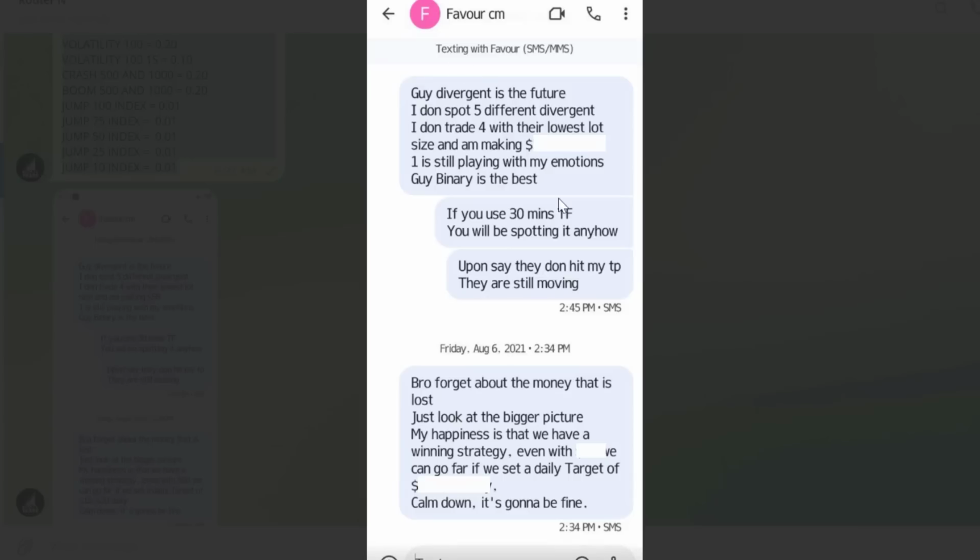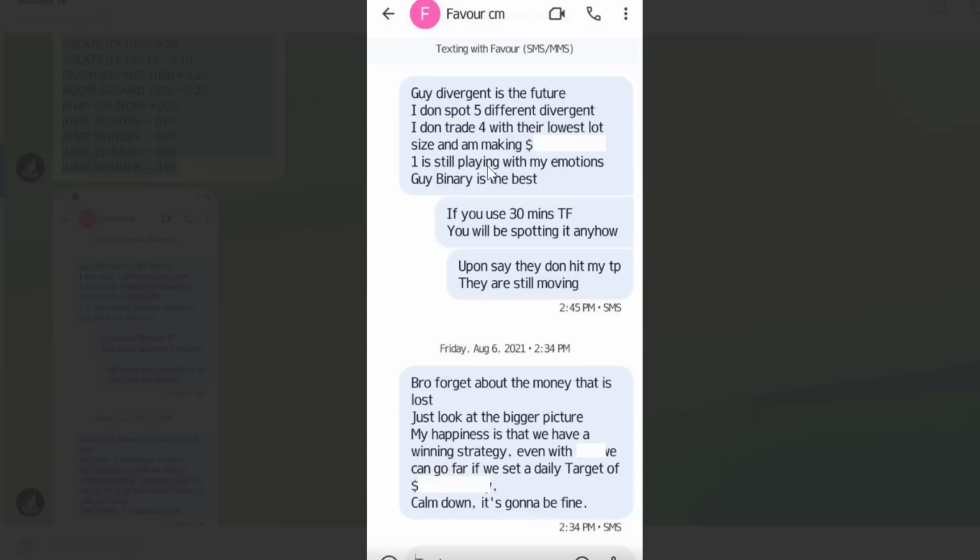I said I spot 5 different divergence. I take 4 with their lowest lots. Then this was me saying I spotted 5 different divergence and I took 4 of the trades with their lowest lots, and I'm making the amounts which I covered right here. I covered the amounts I made. Then one is still playing with my emotions. Guy, binary is the best. So I was saying that synthetic indices was actually the best then, because I took 5 different trades and I won 4 of it, and one was actually playing with my emotions.